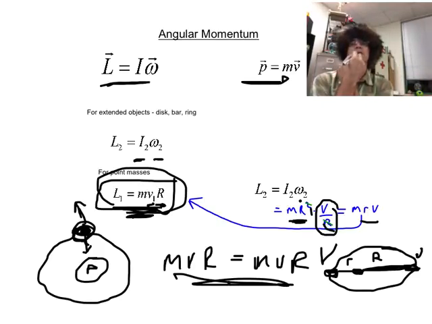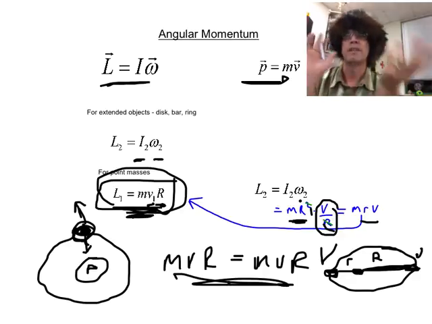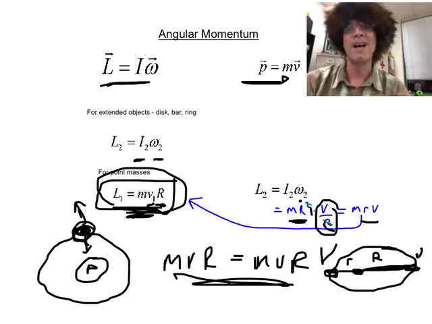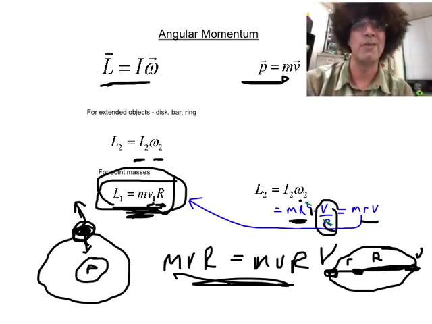R is getting smaller, and so I get smaller, and so your omega goes much, much faster. That's the whole spinny thing. It gets complicated if you have to do both, so let's try that once.